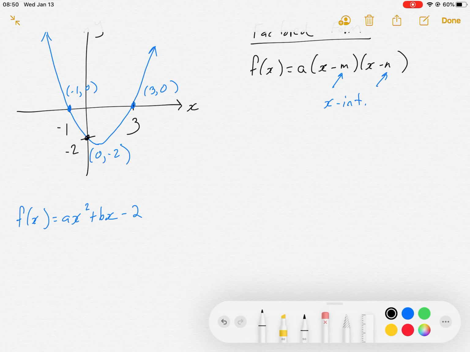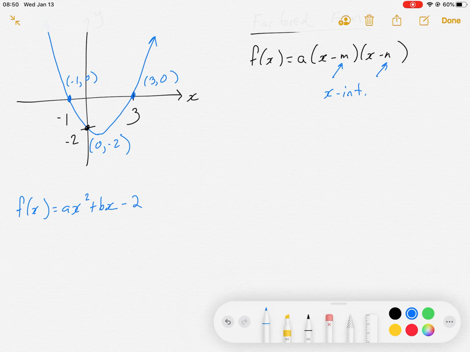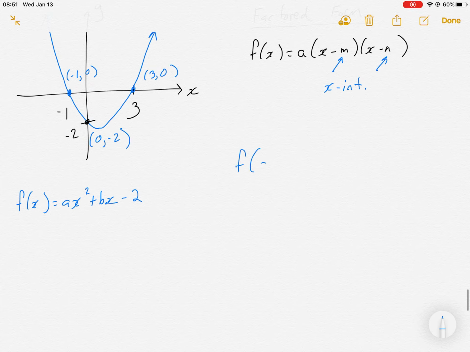Okay, so let's go ahead and use the factored form now. I know that my function will look something like this. F of x equals a, and then we have x minus -1, so x plus 1, and then x minus 3. And now to solve for a, we're going to use this point to solve for a.